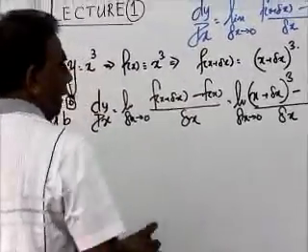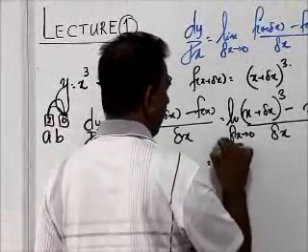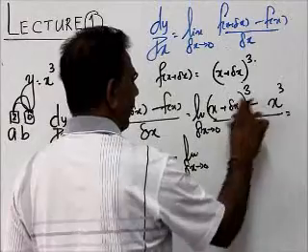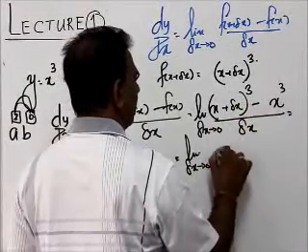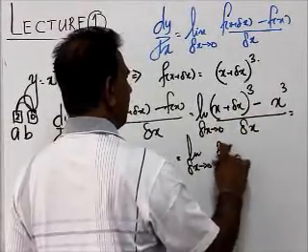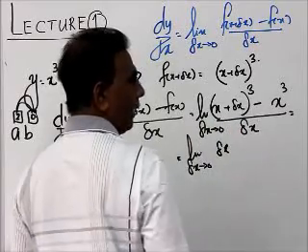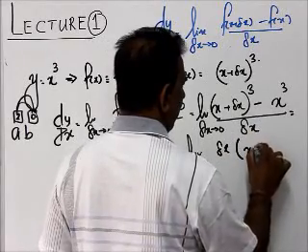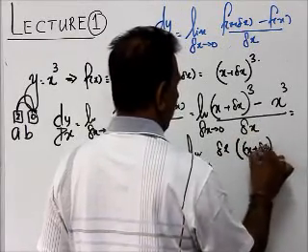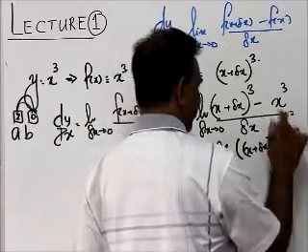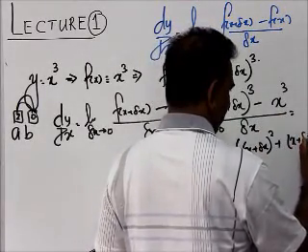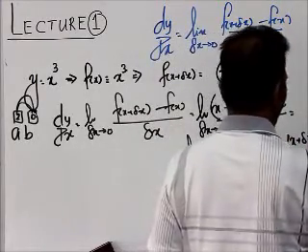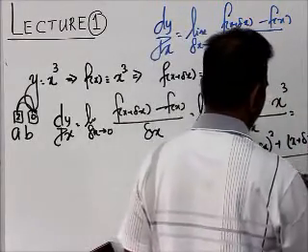So, a minus b. First we have to write the limit as delta x tends to 0 of a minus b, that is, (x plus delta x) minus x, over delta x. Always you will get this delta x in the place, then delta x cancels. So a squared, that is (x plus delta x) squared, plus ab, this into this, (x plus delta x) into x, plus this square, x squared, over delta x.